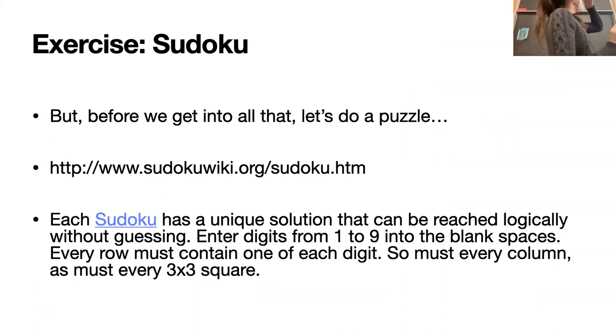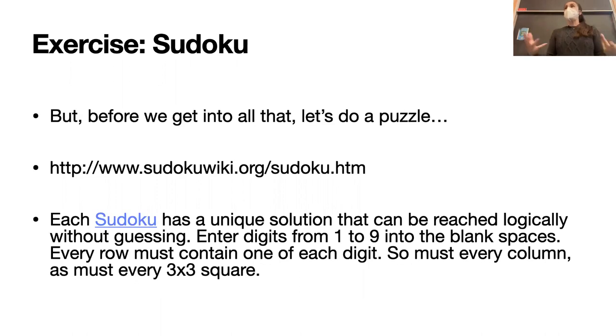You can read about the rules and all about Sudoku at the wiki, but the big thing is that each Sudoku has a unique solution that can be reached logically without even guessing. You enter the digits 1 through 9 into blank spaces. Every row must contain one digit, okay? So every digit on the row has to only appear once, 1 through 9. Same thing with the verticals. Every digit can only appear once, 1 through 9, and also in every 3x3 square, okay?